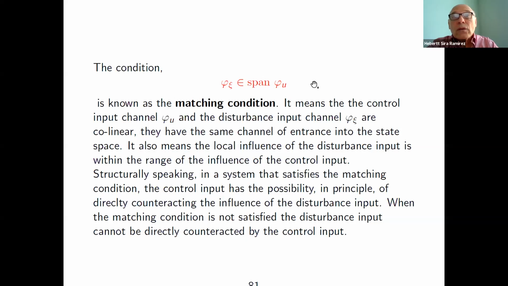Yeah, the matching condition is a structural condition. It doesn't have much to do with the magnitudes. It is not concerned with who is stronger and how one can overpower the other.